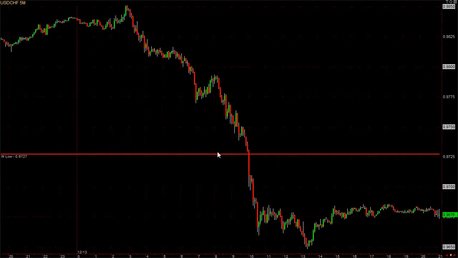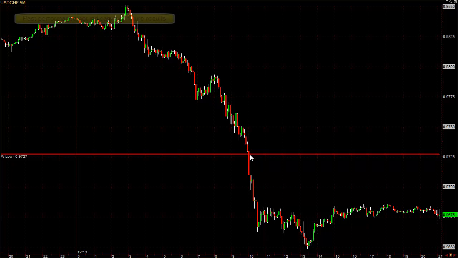Oftentimes in the weakest currencies, when price comes down and it absolutely doesn't even stall or resist that area at all, it's usually likely to continue, as you can see here, continue down another 60 or 70 pips.